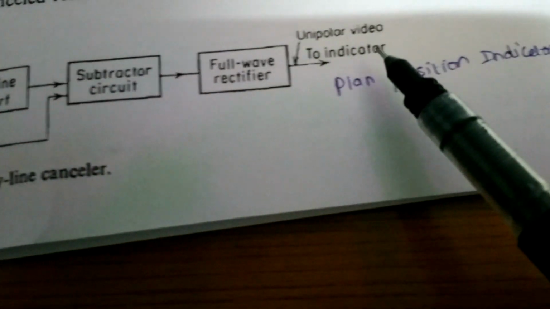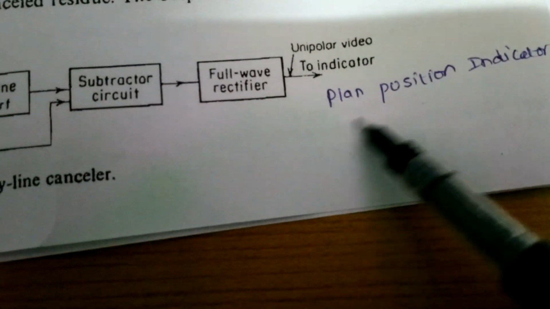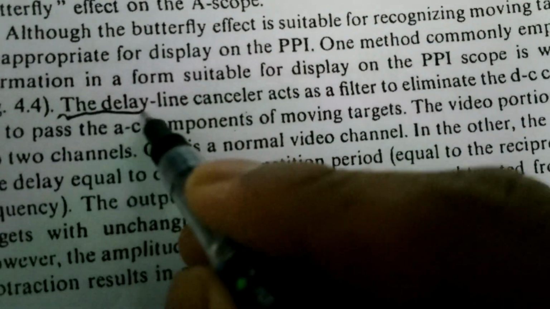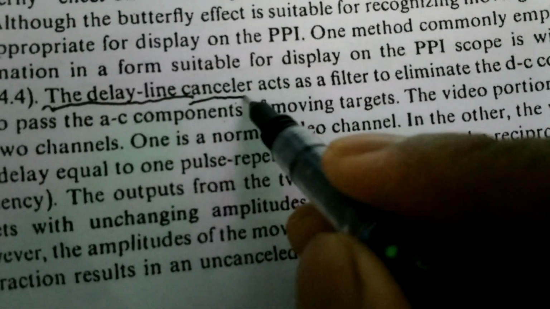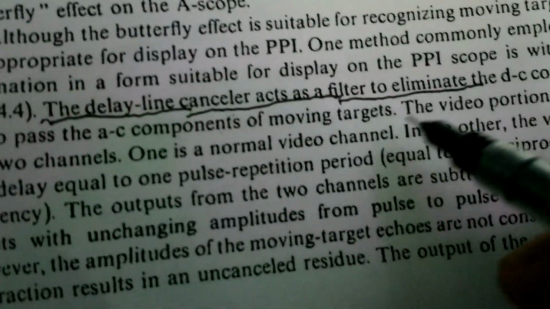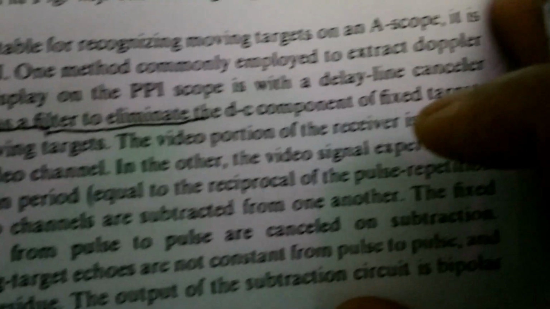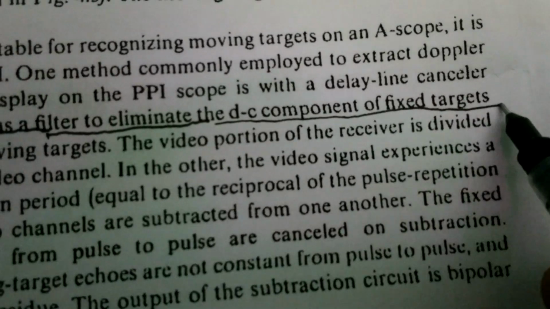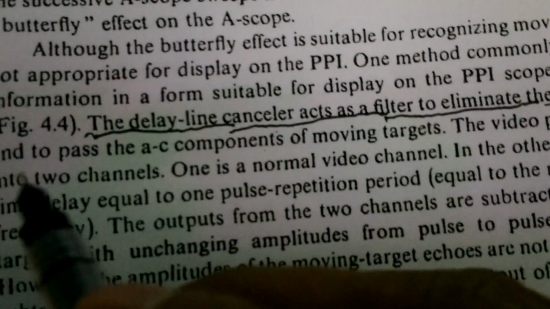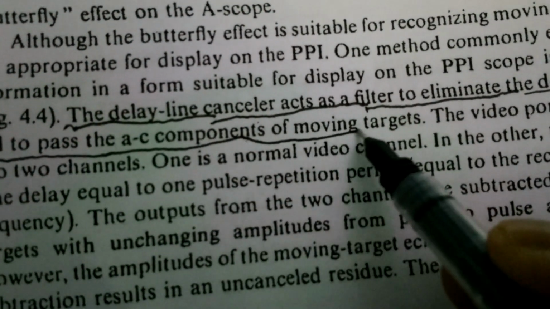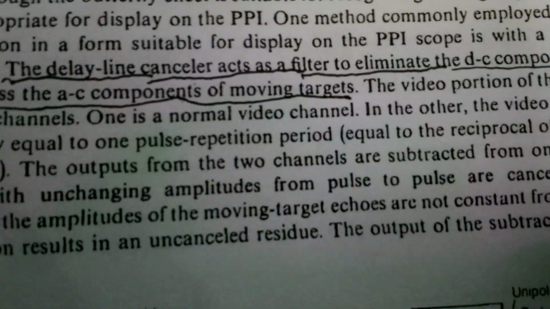I said already the indicator we are going to use in radar is PPI, plan position indicator. In the description here, if you observe this, the delay line canceller acts as a filter to eliminate the DC component of fixed targets and to pass the AC components of moving targets, right?